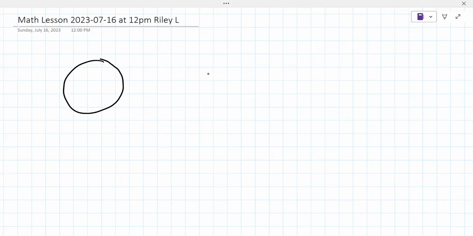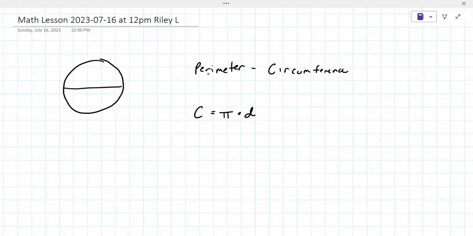Just like squares and rectangles have a perimeter, in circles they use a different name. They call it the circumference. Perimeter means a walk around the edge, and circumference is the same thing. The circumference has a formula. It's the symbol pi, which you've probably seen before, times the diameter. The diameter is the distance all the way across the circle.